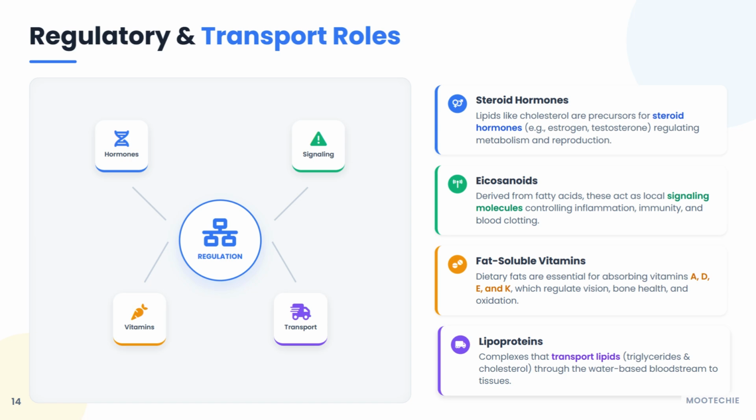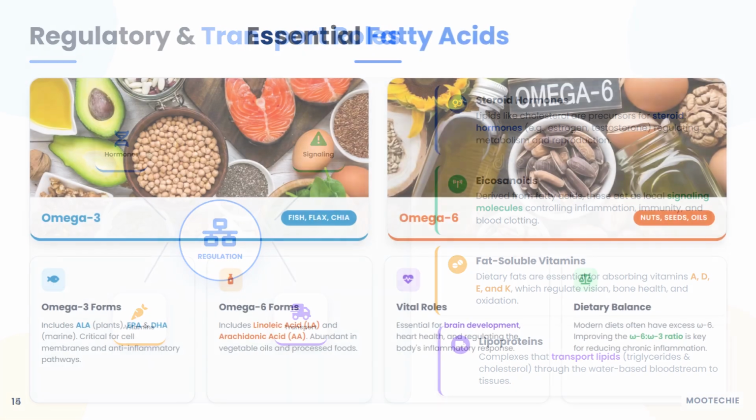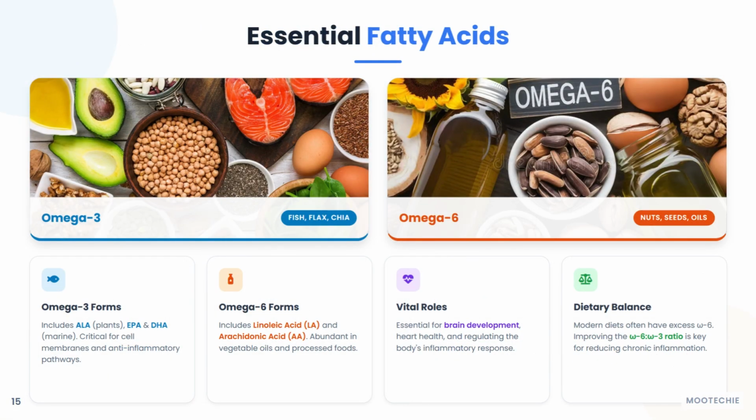Dietary fats are also essential for absorbing fat-soluble vitamins A, D, E, and K. These vitamins regulate critical functions like vision, bone health, and protecting our cells from oxidation. And since fats don't mix with blood, how do they travel? They hitch a ride on lipoproteins. These are complexes that transport lipids like triglycerides and cholesterol through our water-based bloodstream to all the tissues that need them.